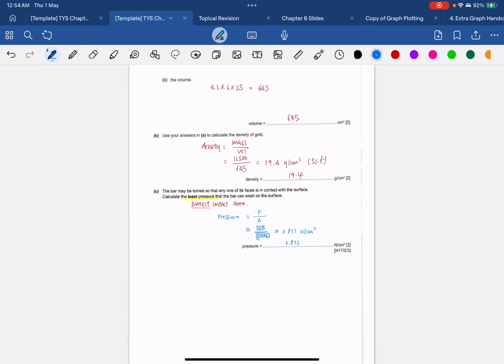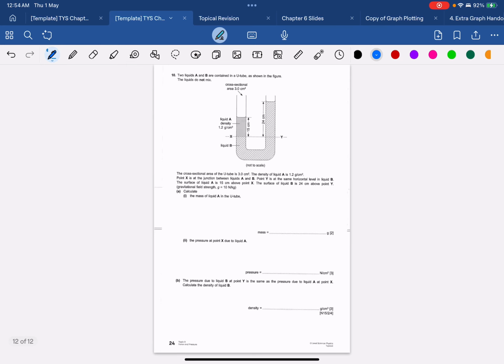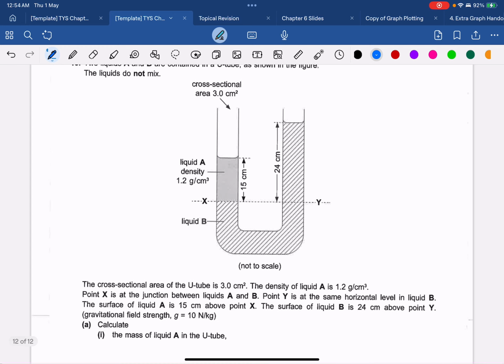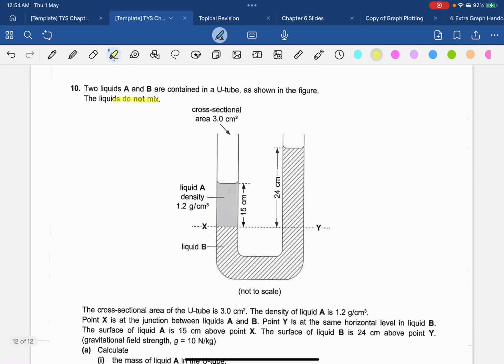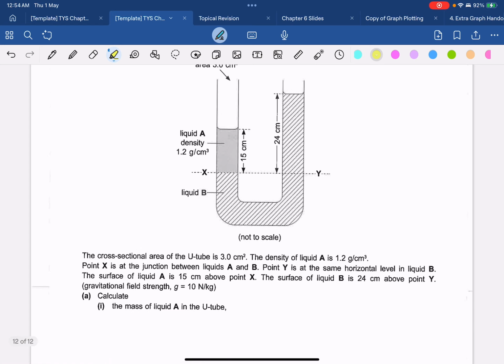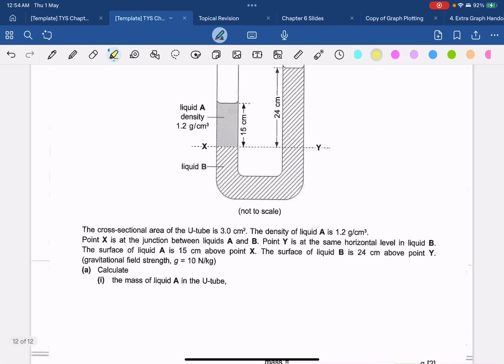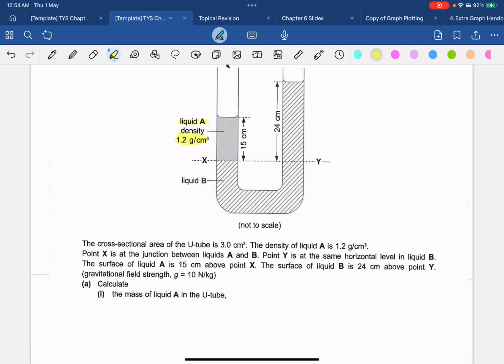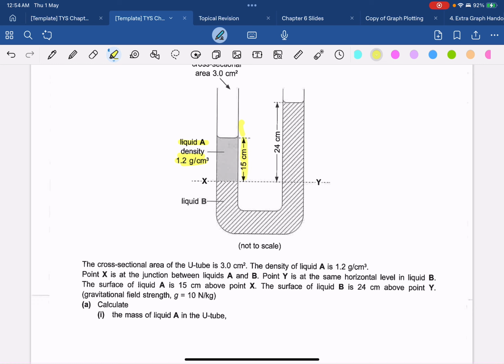Okay, that's it. Yay. Next one, last one. So the liquids do not mix. The cross-sectional area and density of A is this much. At point X, at the junction between A and B, Y is at the same horizontal level in liquid B. The surface of liquid A is this much above, and liquid B is this much above. Calculate the mass of liquid A.